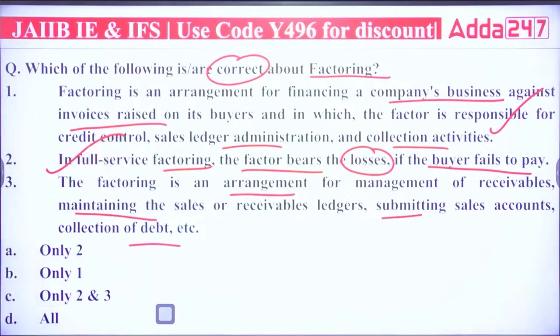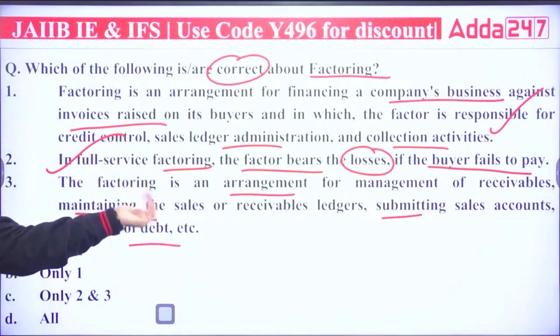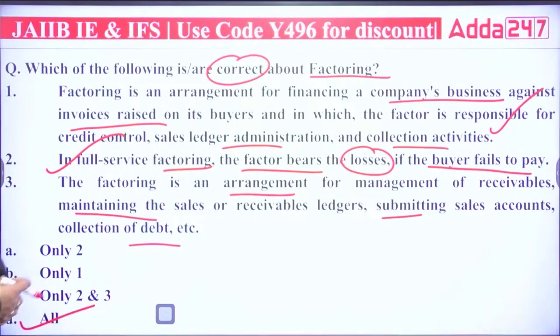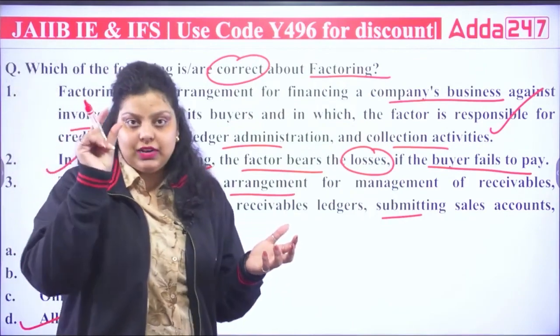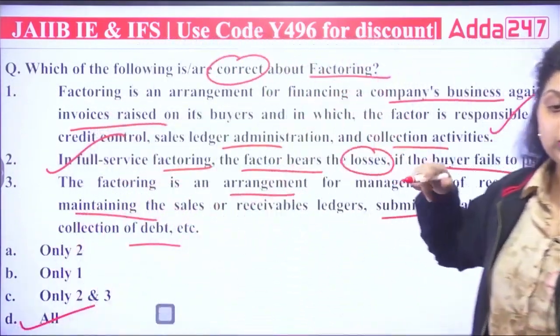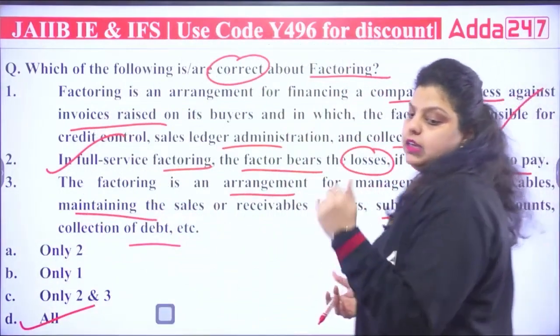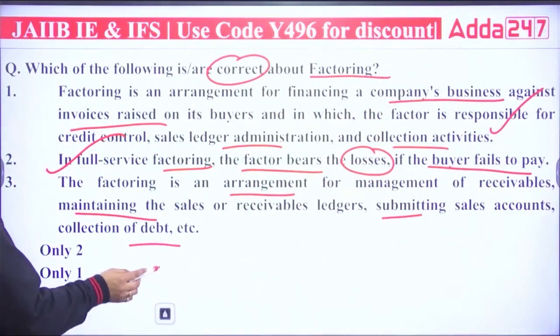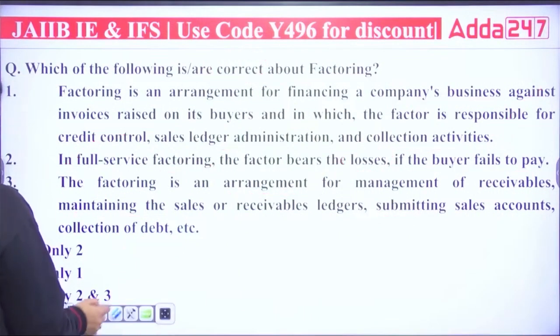Third is saying that factoring is an arrangement for the management of receivables, maintaining the sales or receivable ledgers, the sales account, and collection of debt. Everything is correct regarding factoring here. Receivable means the trade bills, or we can call it an invoice, given by the buyer to the seller, which says that the payment will be done in the future. Okay, now the next question. So the right answer will be D.